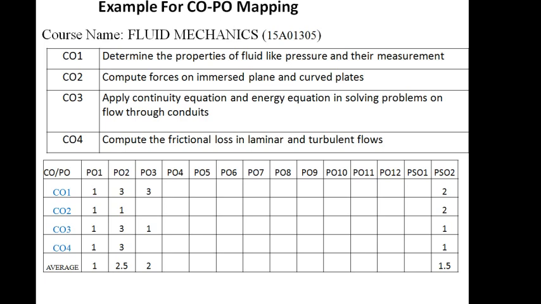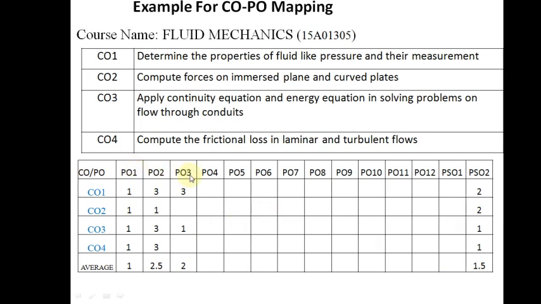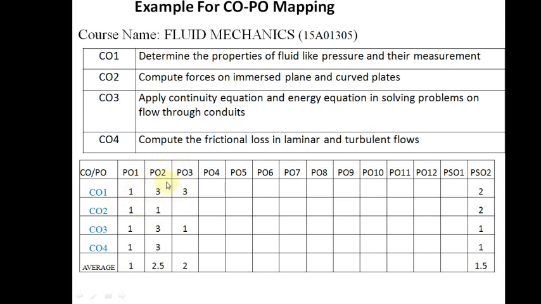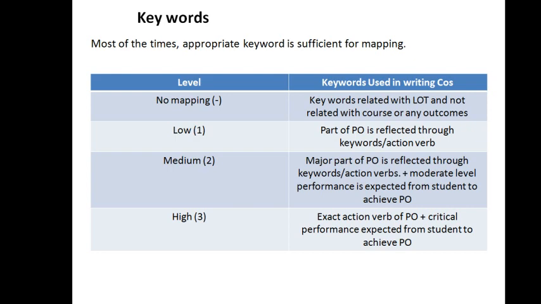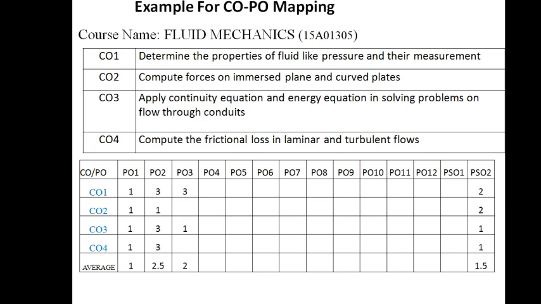Next, I'll go with one example, a CO-PO mapping statement. This is the fluid mechanics subject, and these are the course outcomes. CO1 is determine the properties, CO2 is compute forces on immersed plane and curved plates, the third one is apply continuity equation, and the fourth one is compute the frictional losses. So when you go into this particular course, CO1 is going to be mapped with PO1, PO2 and PO3. How these levels are given is completely based on the third criteria, that is keywords. I am using this keyword only, taking all these criteria.